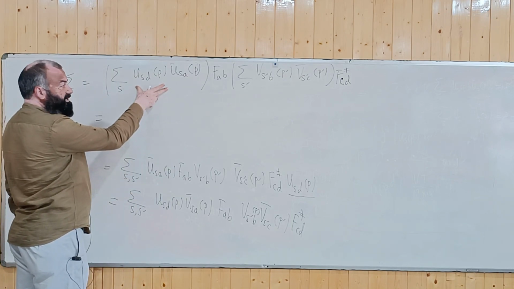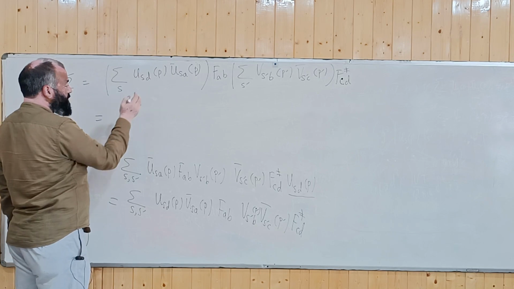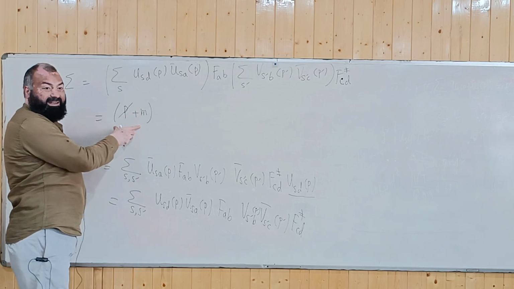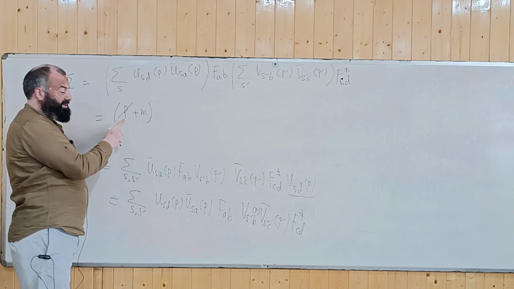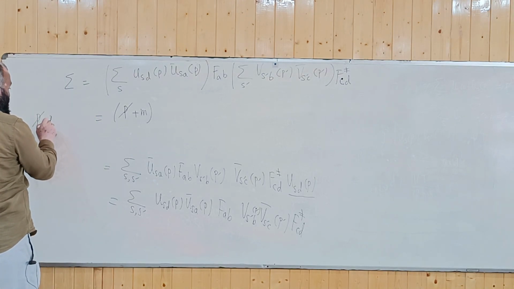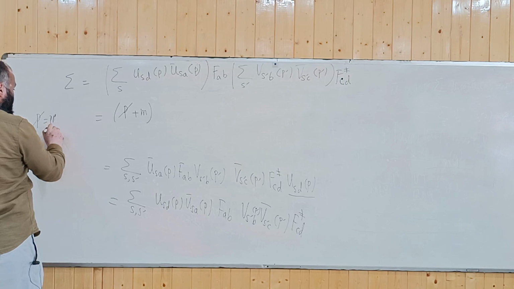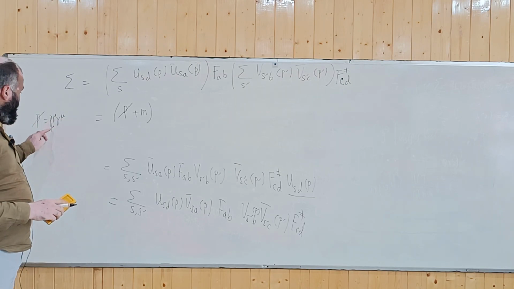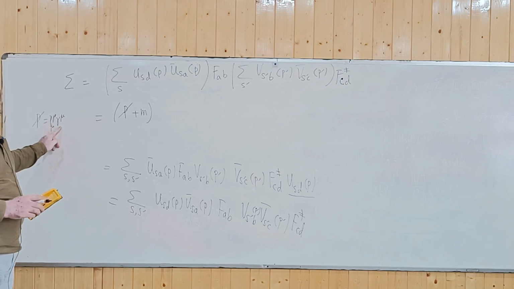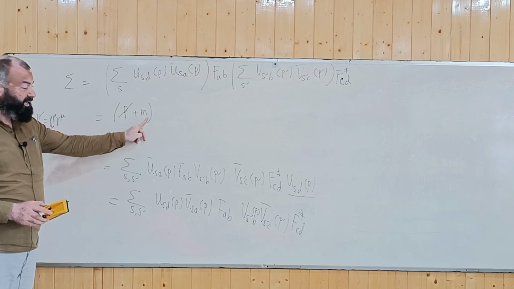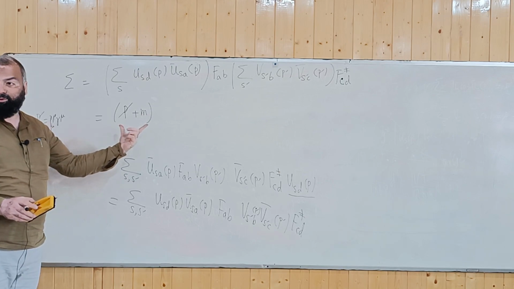So this object is what? I can write it as simply P slash plus M. Since this P slash is actually a matrix. Why? Because what is P slash? P slash is actually P mu gamma mu. So P is a variable and gamma mu is a matrix. It's a 4 by 4 matrix. So this is a 4 by 4 matrix. This M is not just M, it's actually M times the identity. It's a 4 by 4 matrix.